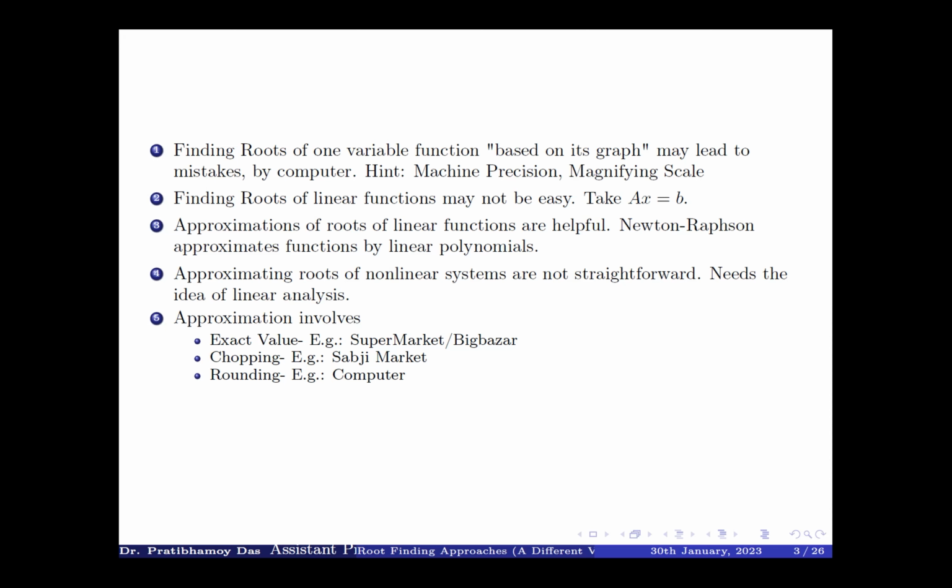So with not pressing, we're doing the chopping. Chopping means we're not giving the price for the 20 grams of product. We're just giving the price of 1 kg. Okay.